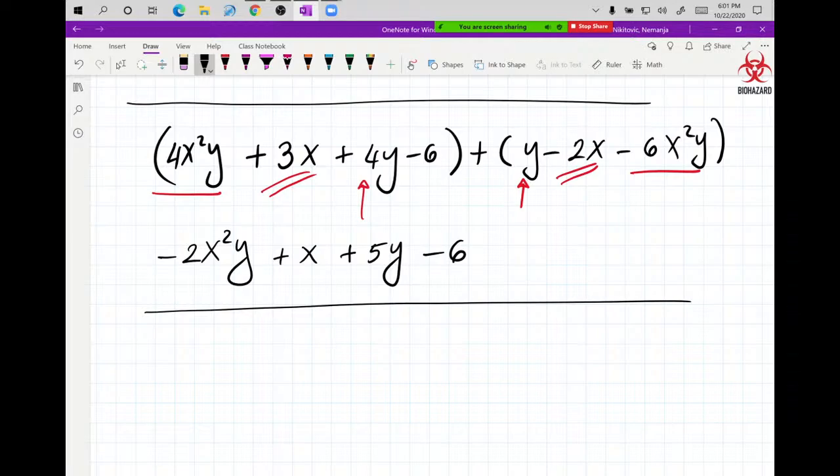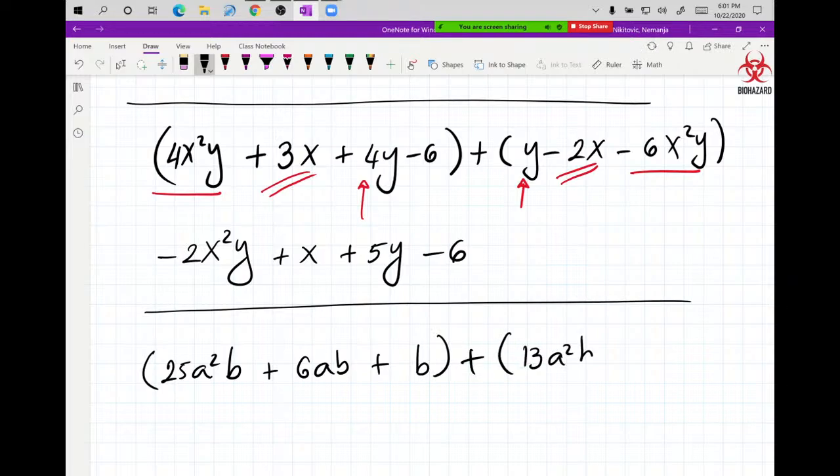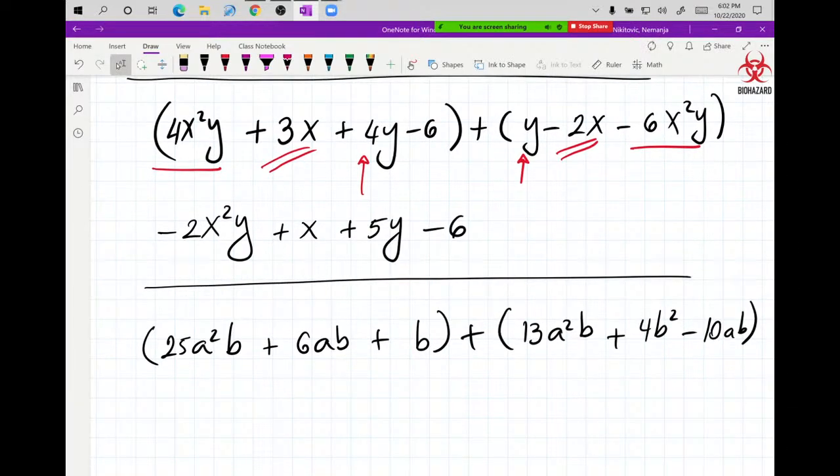So let's take a look at another one. Something similar that they would give you in a book. So 25a squared b plus 6ab plus b, and then add to that 13a squared b plus 4b squared minus 10ab. So you can do your own code to underline like terms and then add them all together. I'm just gonna go grab a bottle of water. I'll be right back.